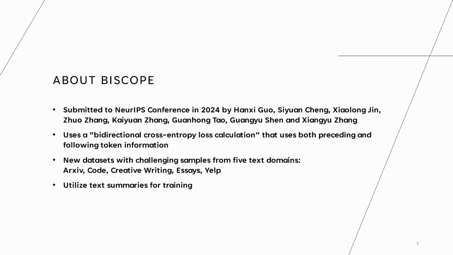The paper also provides new datasets with challenging samples from 5 different text domains: arXiv summaries, code, creative writing, essays, and Yelp reviews. Another unique thing is that they utilize text summaries for training.